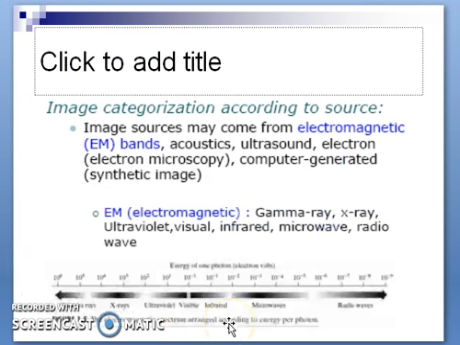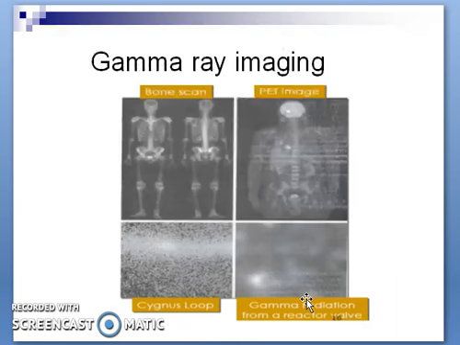Now, image categorization according to the source. Image sources can be electromagnetic, acoustic, ultrasound, electron, and computer generated images, which we call synthetic images. In the electromagnetic spectrum that we know, we have gamma rays, X-rays, ultraviolet, visual rays, which are normally visible to human beings, infrared, microwave, radio waves, and so on. So this is how our electromagnetic spectrum is. Images could be obtained in various bands of this spectrum.